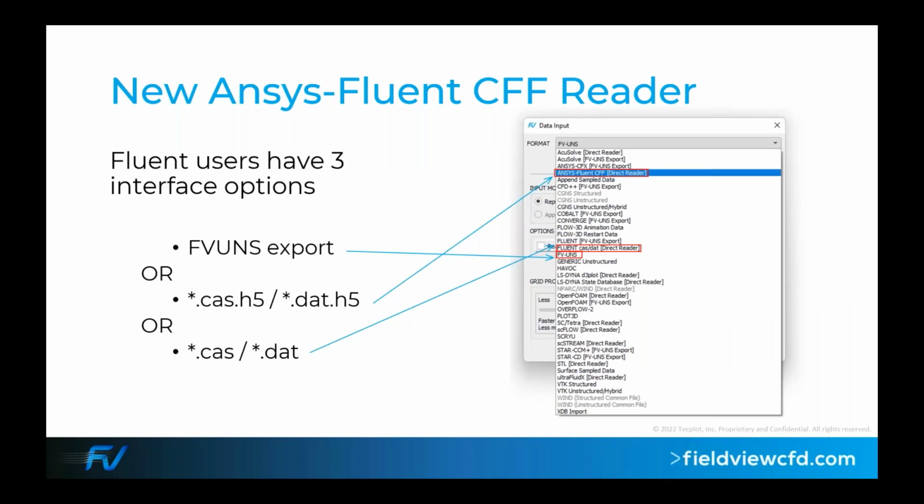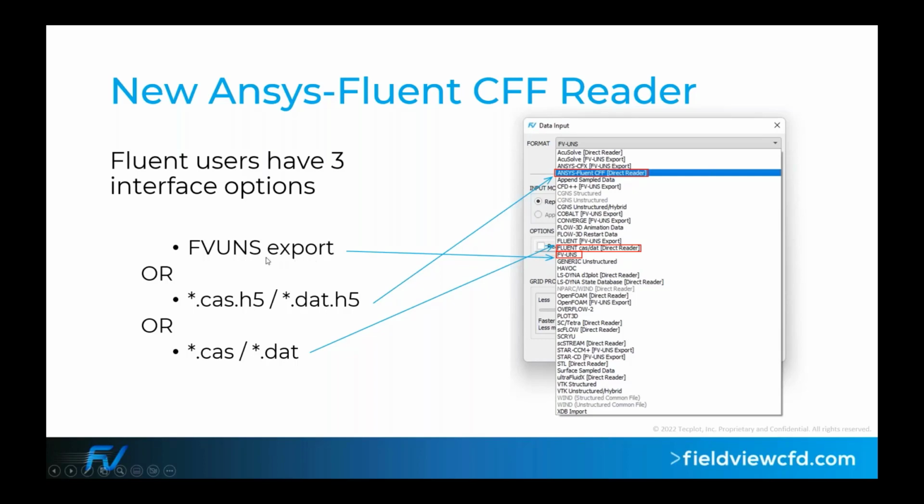And to summarize the situation for our Fluent users, we have three options as interfaces go. So the new .cat.h5.dat.h5 reader is now in alphabetical order right after Ansys-CFX. We are following the new naming convention that Ansys is using for all of its readers, so it's going to be here, Ansys-Fluent CFF Reader. The former legacy reader is still available over here for all of your older files that you still want to be able to read in FieldView.